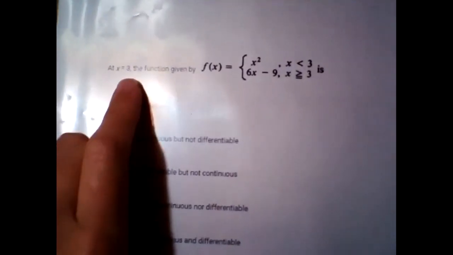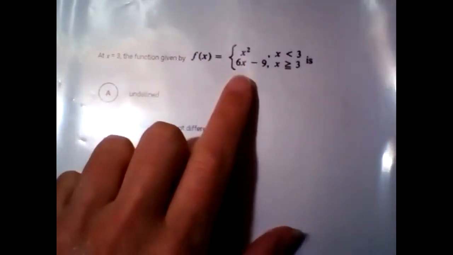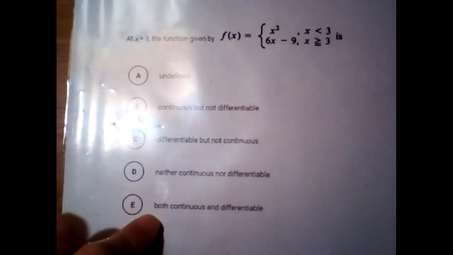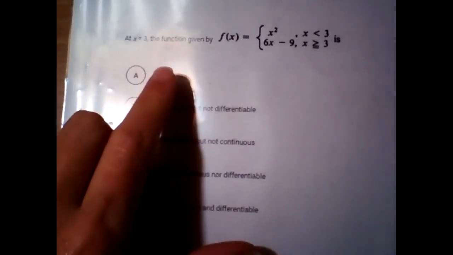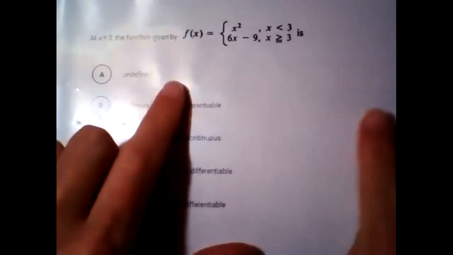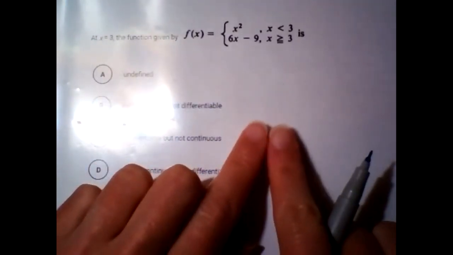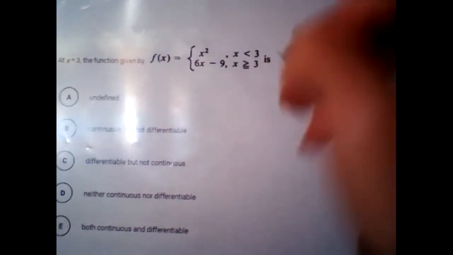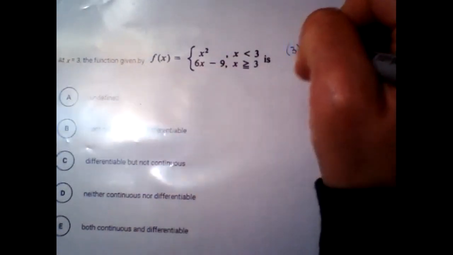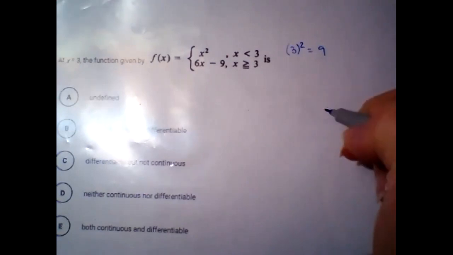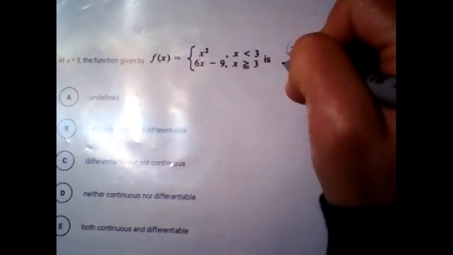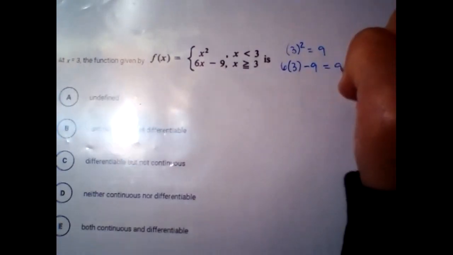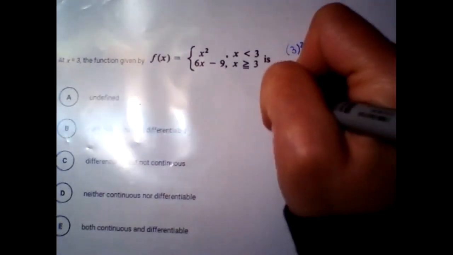All right, number 7. At x equals 3, this function is, and then all your choices have to do with being continuous and differentiable. So let's check if the function is continuous. I just want to see if the two pieces meet up. So I'm going to plug 3 into both of them. So for the first piece, I will get 9. And for the second piece, if I plug in 3, 18 minus 9 is going to be 9. So we are continuous.